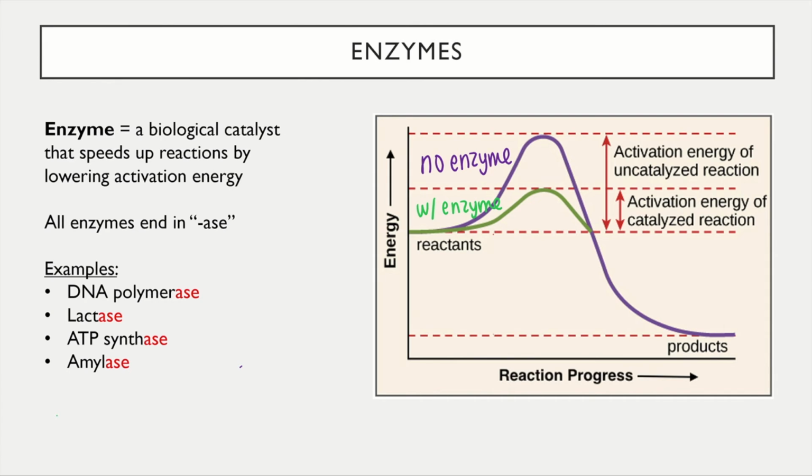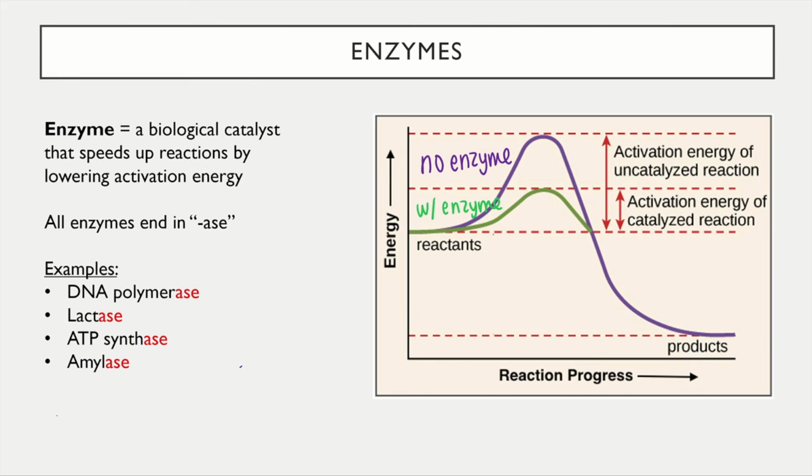So we can see that in the purple line, when we don't have an enzyme, it takes a lot of energy to get the reaction started. But when we add an enzyme, shown in the green line here, our activation energy is much lower. So it takes a lot less energy to get the process going, so overall our reaction is going to speed up.